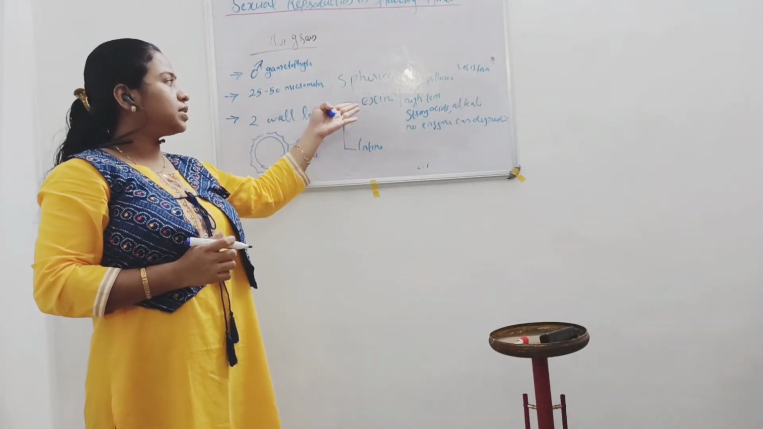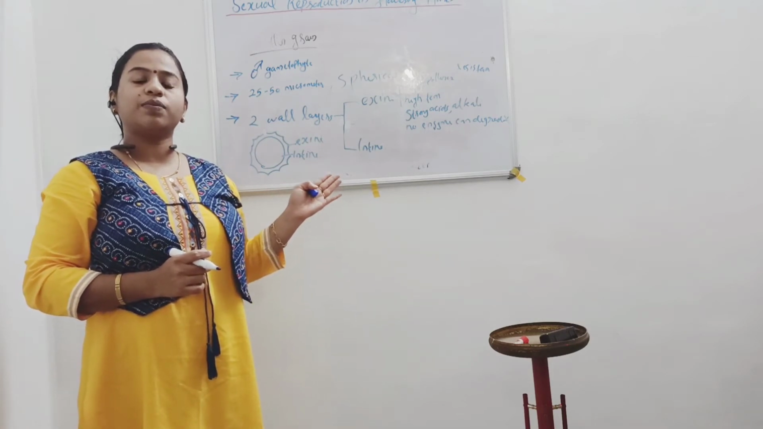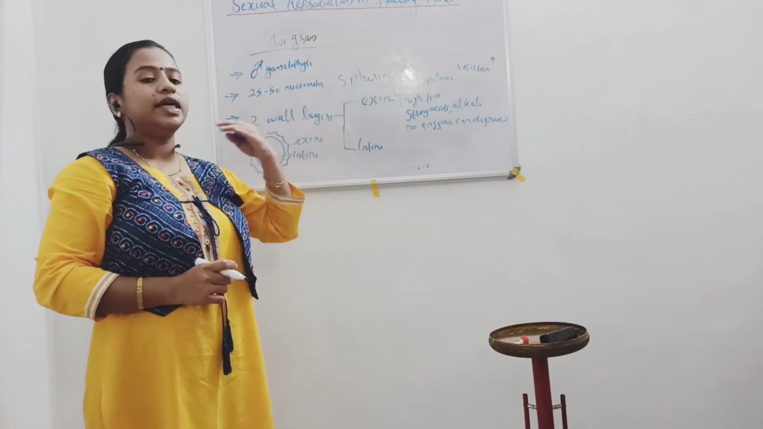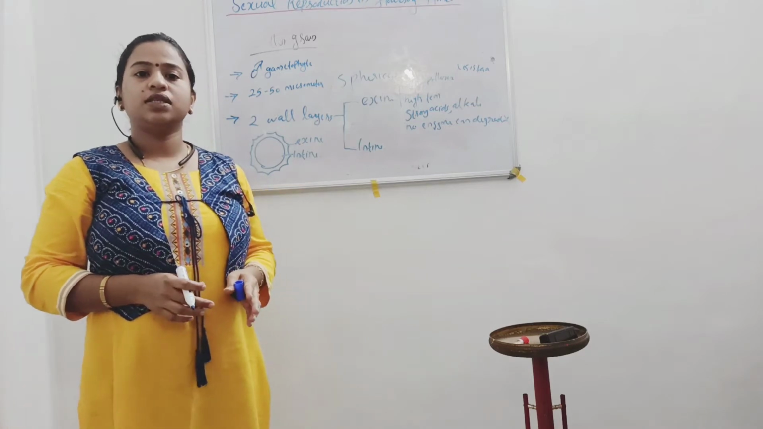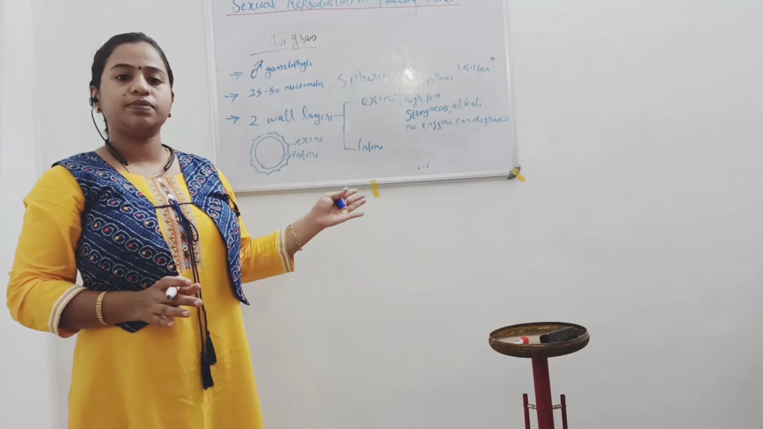The exine is made up of sporopollenin, one of the most resistant organic materials. It can withstand high temperature, strong acids and strong alkali, and no enzymes can degrade this material.